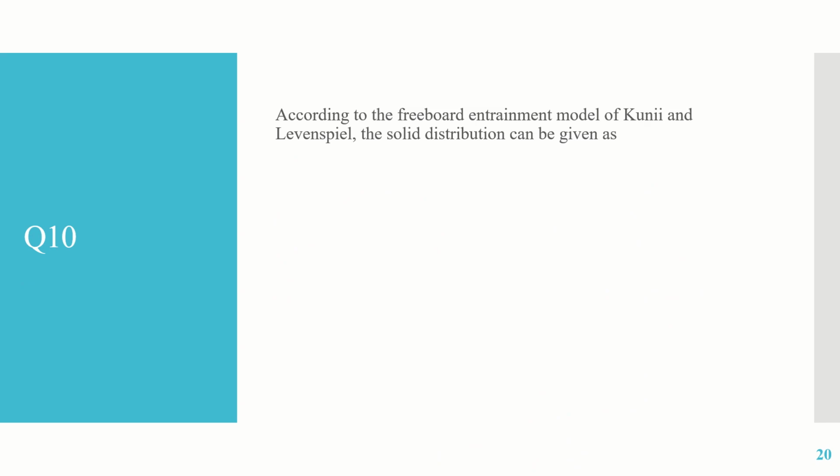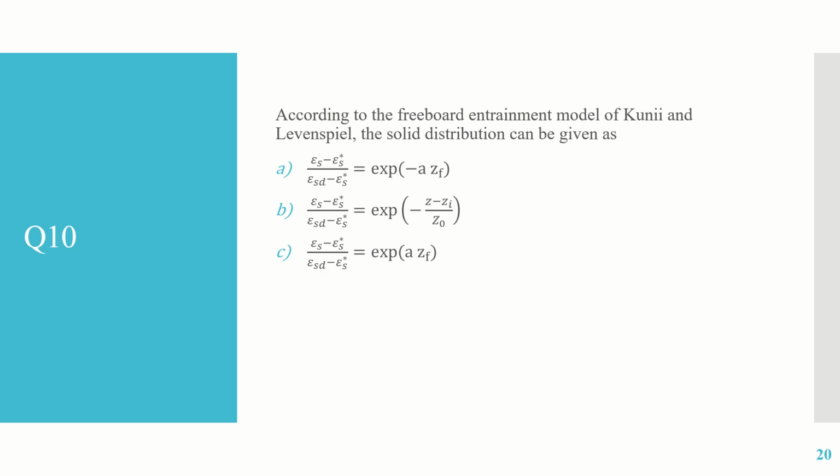So we'll go to question 10. In question 10, it is asked that according to the freeboard entrainment model of Cooney and Levenspiel, solid distribution can be given as epsilon s minus epsilon s star divided by epsilon sd minus epsilon s star is equal to exponential of minus a into zf. Option B, it is epsilon s minus epsilon s star by epsilon sd minus epsilon s star is equal to exponential of minus z minus zi by z naught. Option C, it is epsilon s minus epsilon s star by epsilon sd minus epsilon s star is equal to exponential of a into zf, or none of the above.